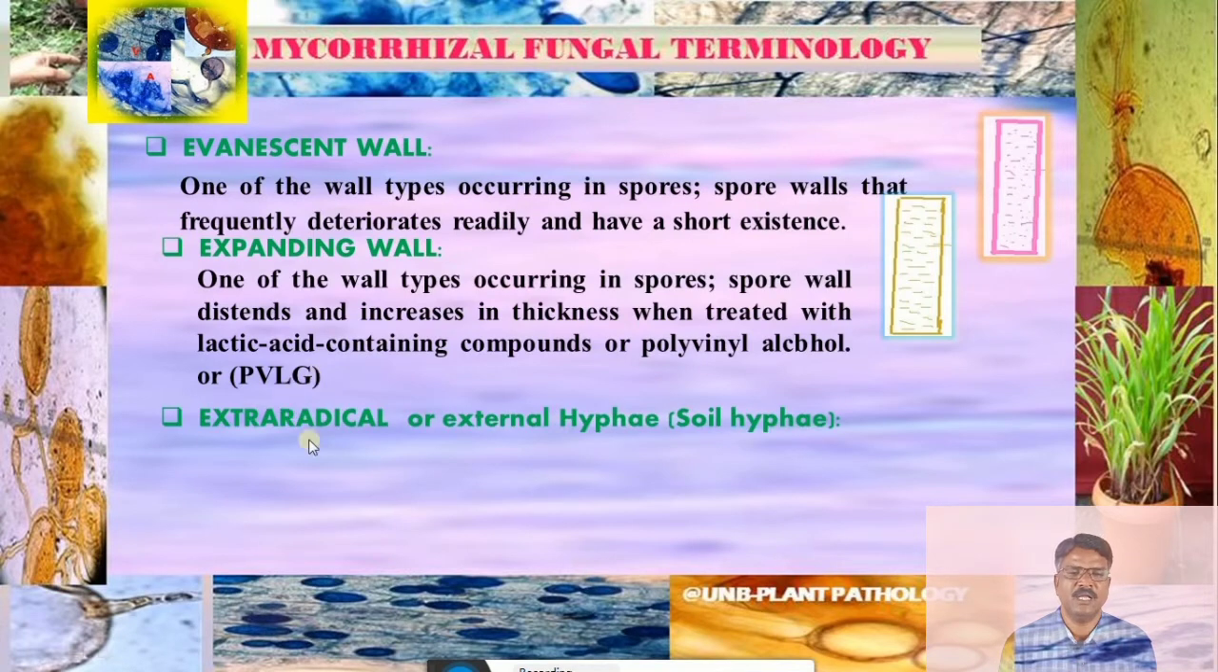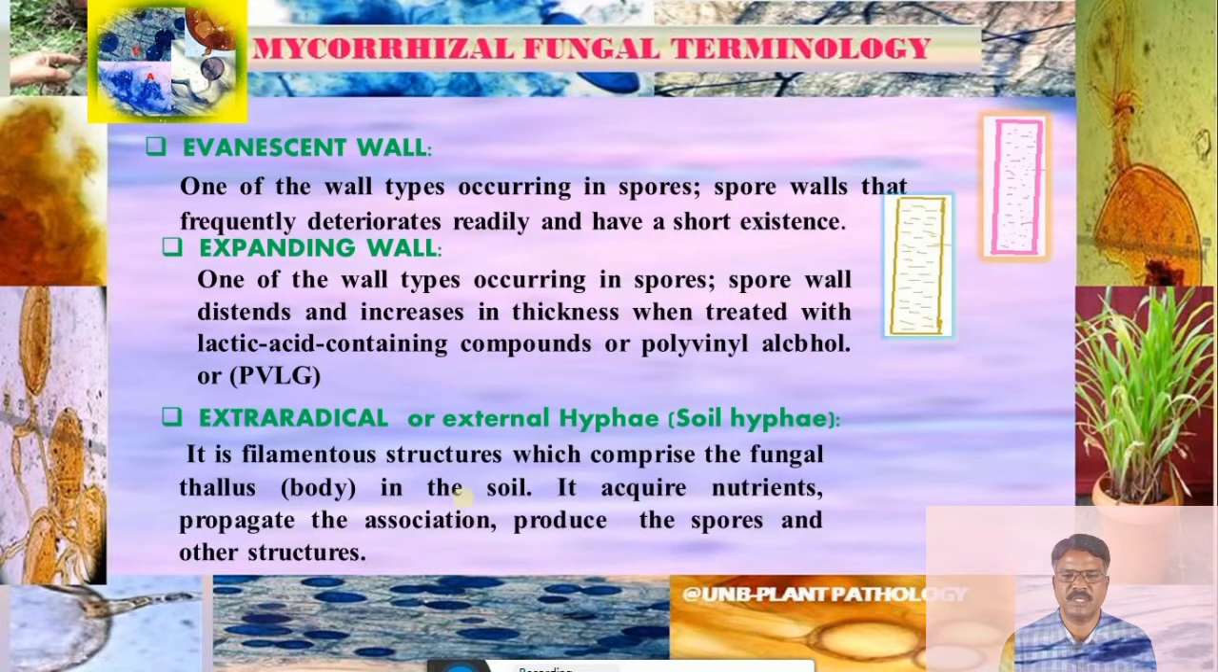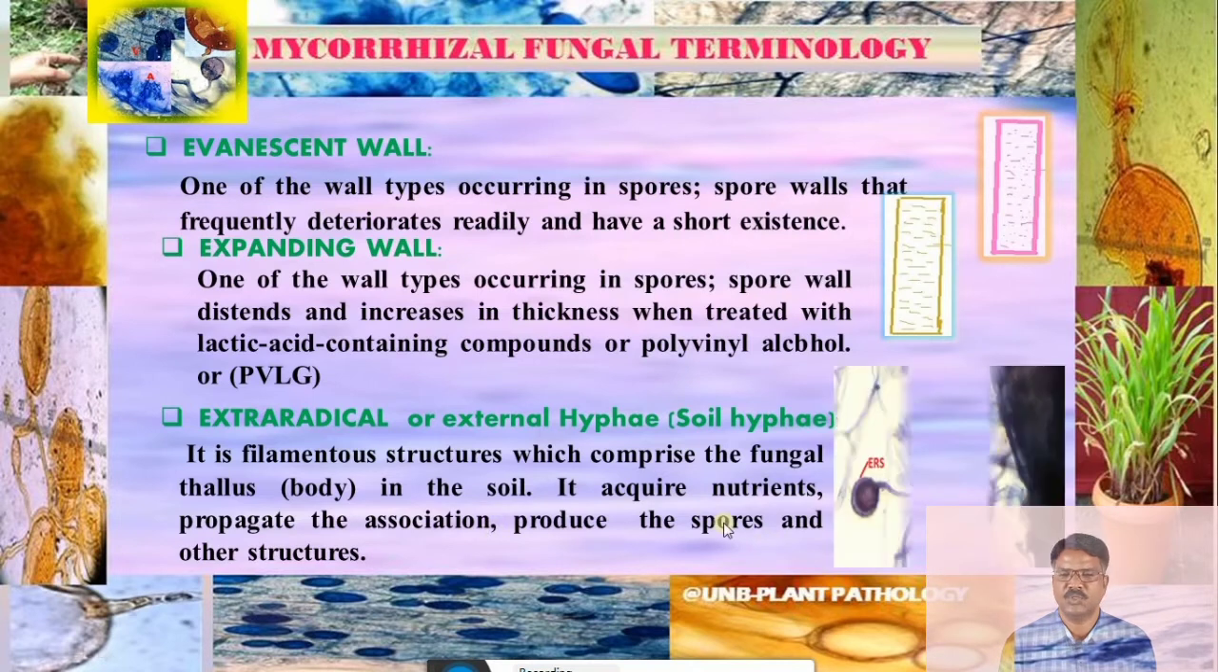Next, extraradical or external hyphae, that is soil hyphae. It is a filamentous structure which comprises the fungal thallus body in the soil. It acquires nutrients, propagates the associations, and produces the spores and other structures. So let's see now here. Already I have discussed the extraradical or external hyphae. So this is the ERH, known as extraradical hyphae.